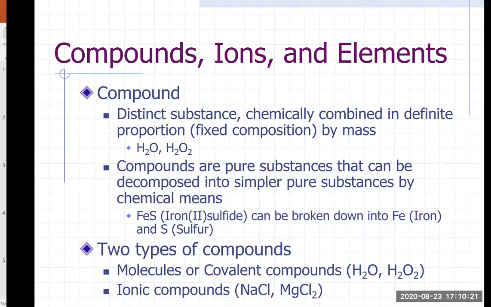Ionic compounds are composed of species that transfer electrons. Molecules and covalent compounds are composed of species that share electrons. So when you're talking about molecules or covalent compounds, sharing of electrons is what you need to keep in mind. Ionic compounds, transfer of electrons is what you need to keep in mind.